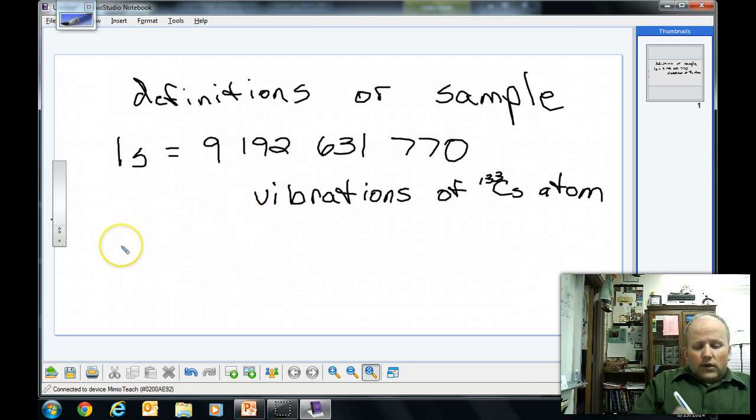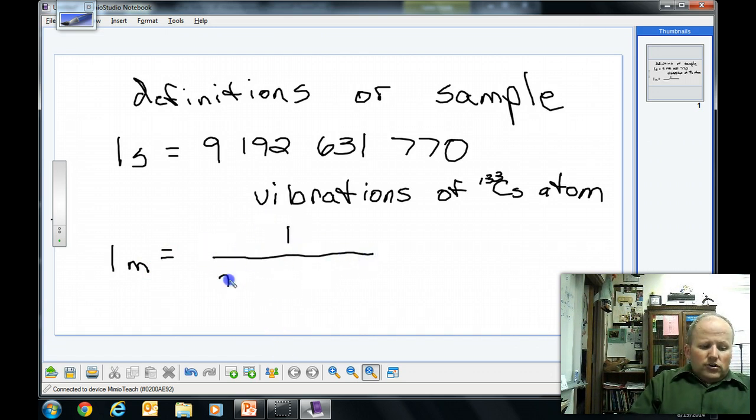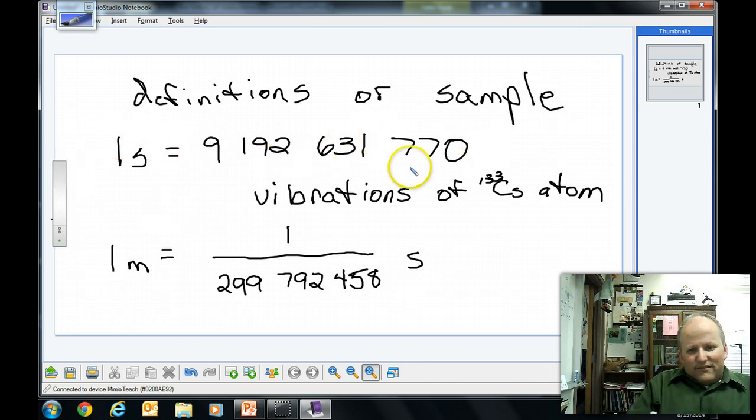And because the distance between the North Pole and the equator is changing, a meter is now defined as the distance light travels in a vacuum in 1 over 299,792,458 of a second. Which then we could use to figure out what that is, because we now know what a second is. So a meter is how far light travels in so many vibrations of a cesium-133 atom. It's all crazy. It's all big numbers, small numbers.